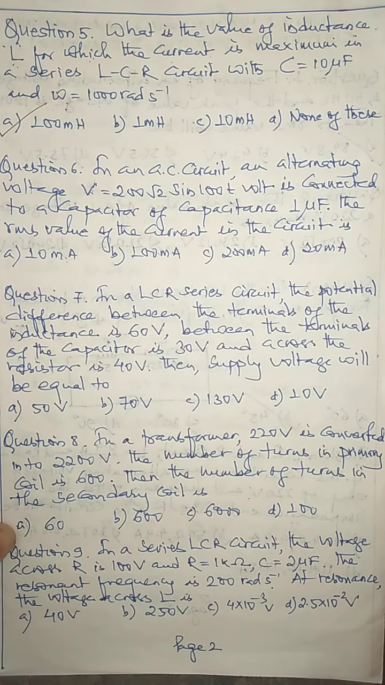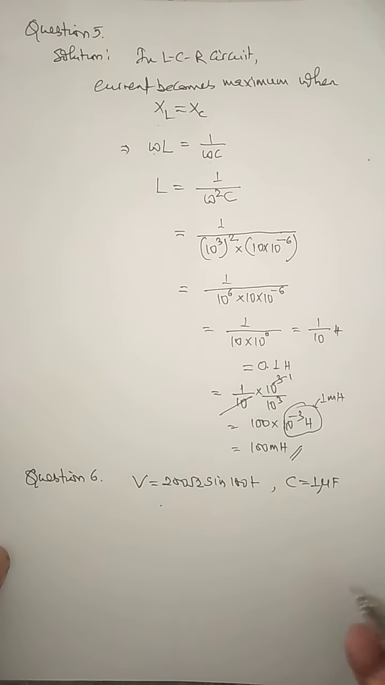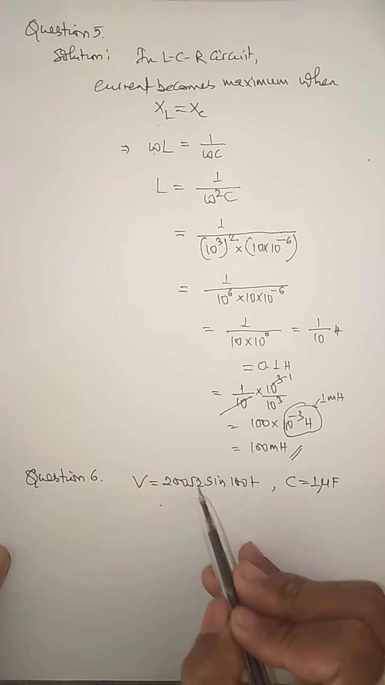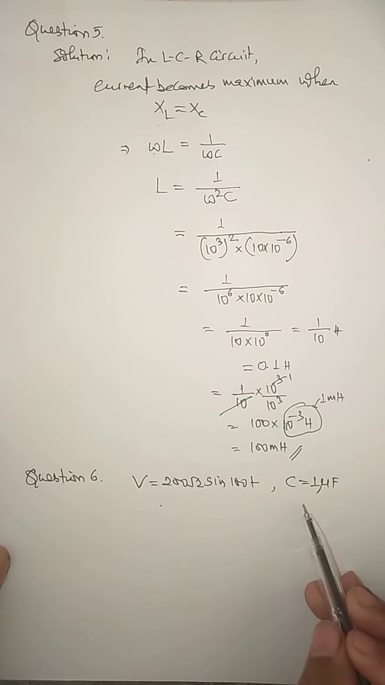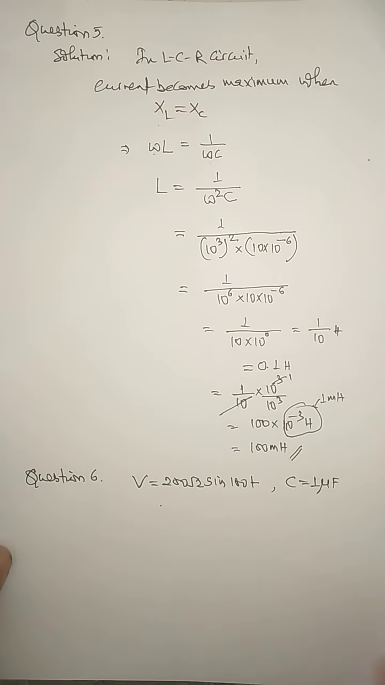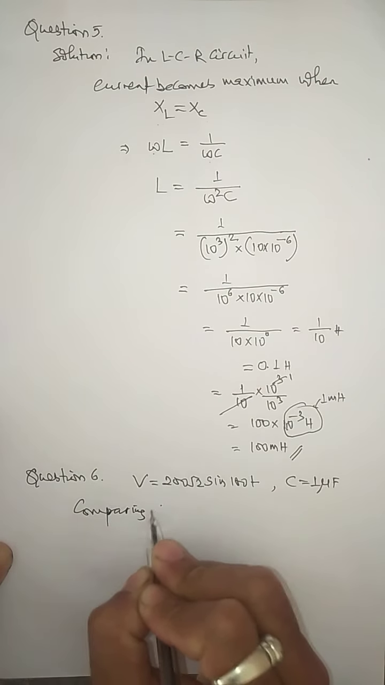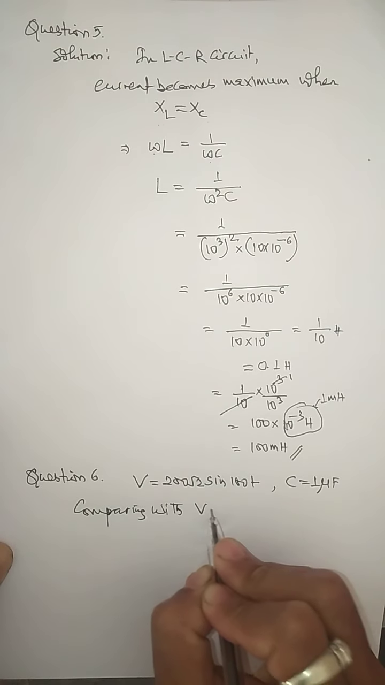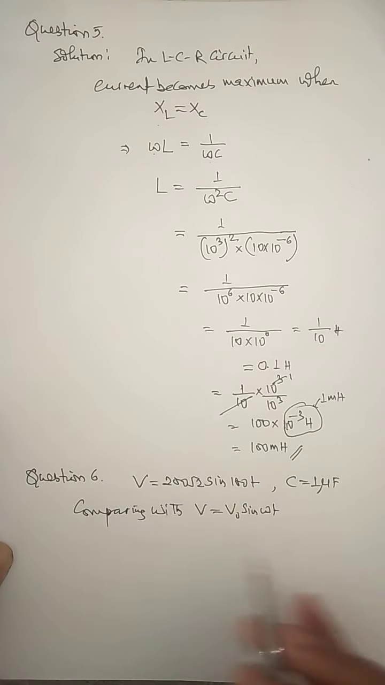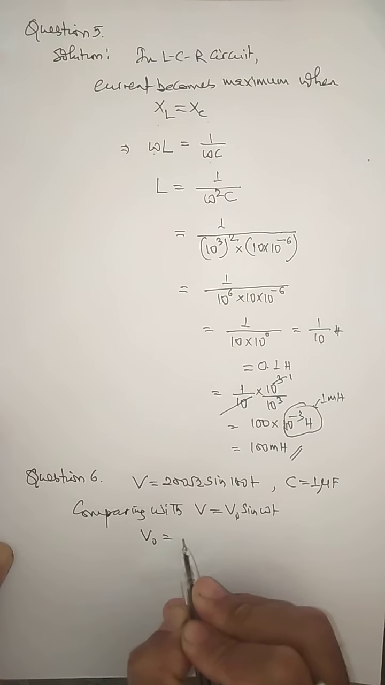So in order to choose the correct option, we can do the solution of this question. Question number 6 solution is simply done in this manner. In this question, your voltage is given. Your voltage V equals 200 root 2 sin 100 t is given. The capacitance value is 1 microfarad. When a voltage equation is given, we can compare this equation with the standard equation. Comparing with the standard equation, V equals V naught sin omega t. This is the standard equation. If I compare, then this V naught is equivalent to 200 root 2. And you know what V naught is out here?